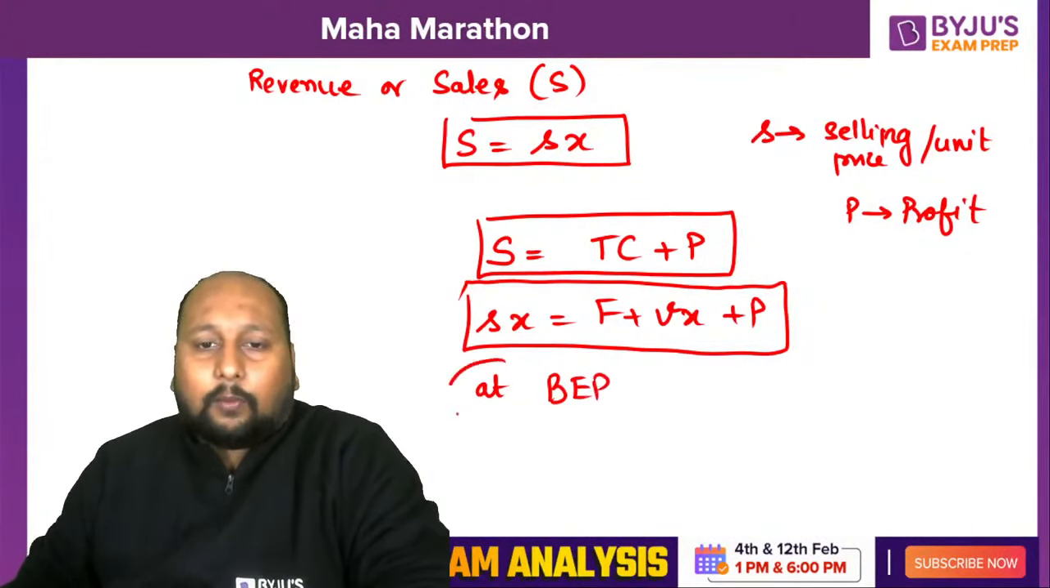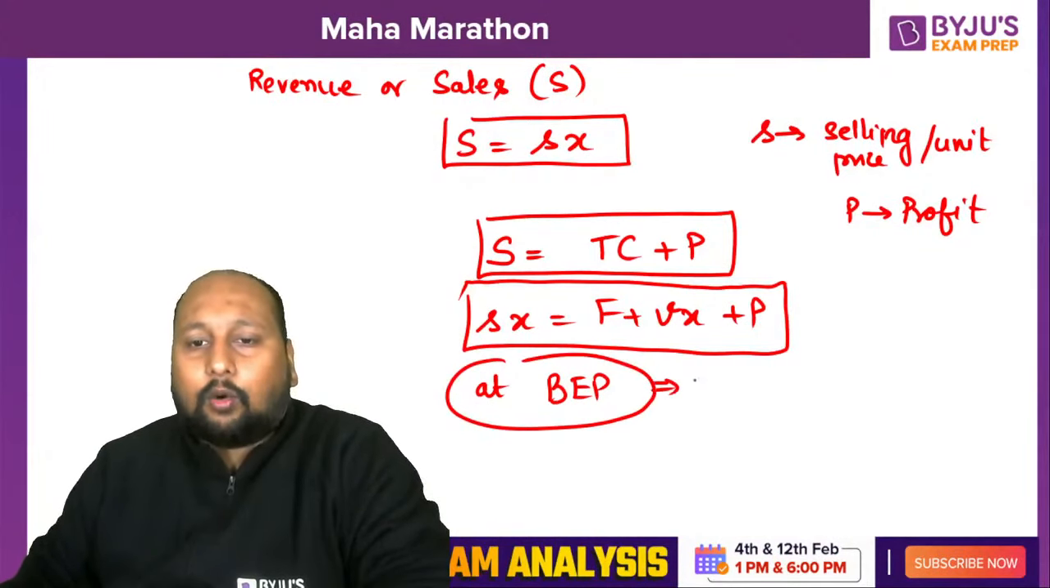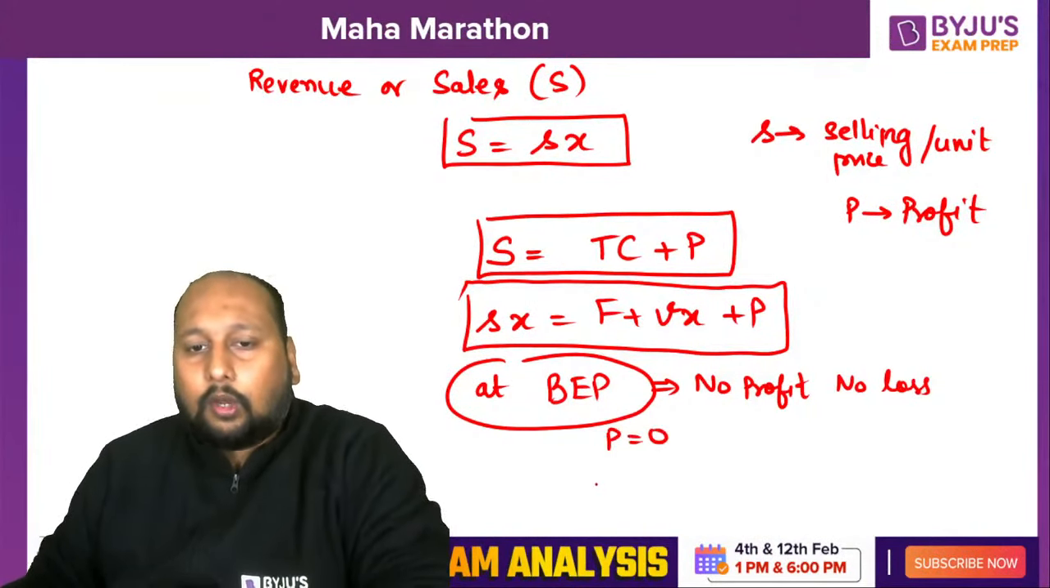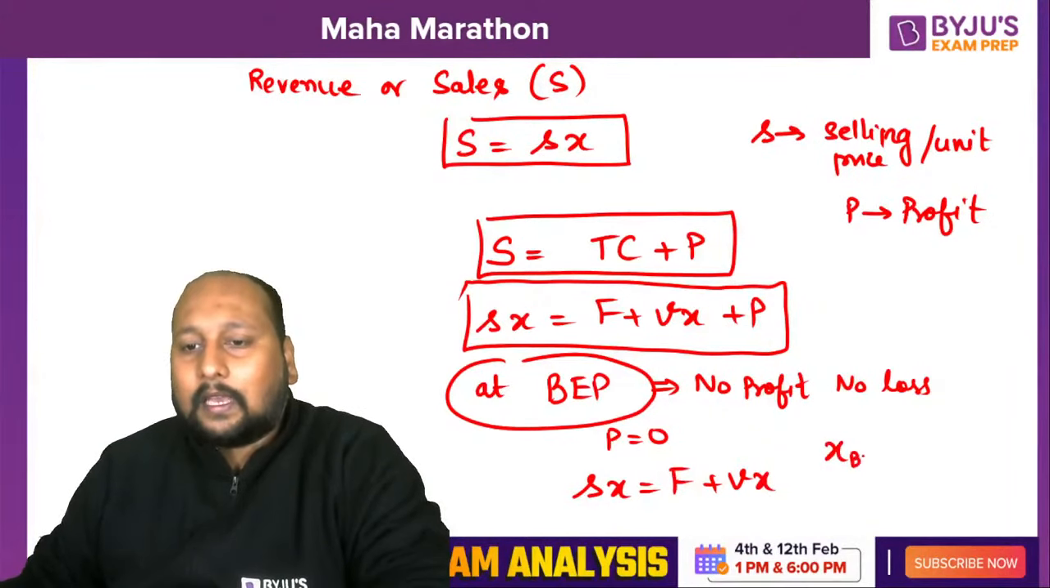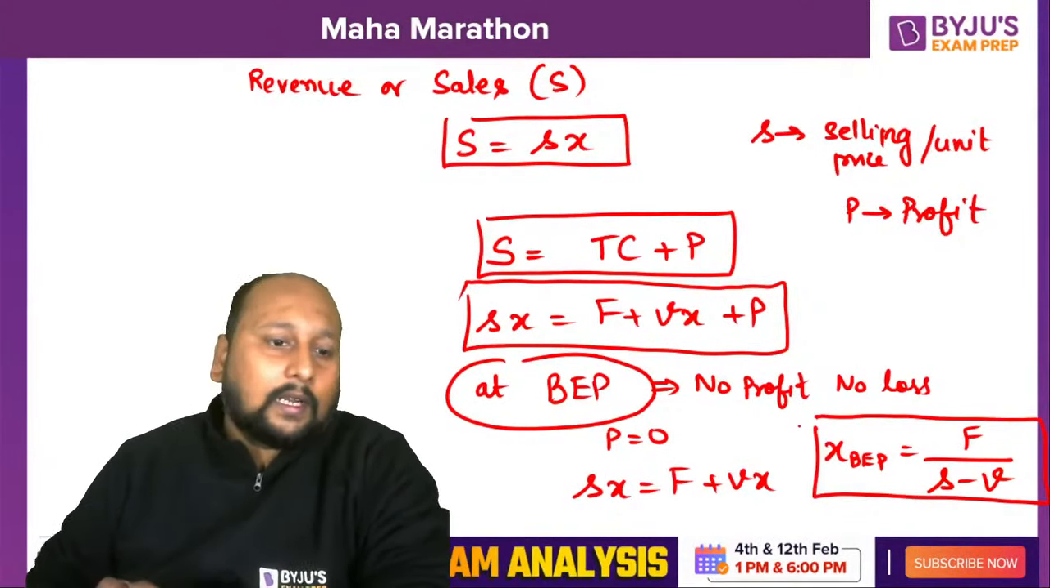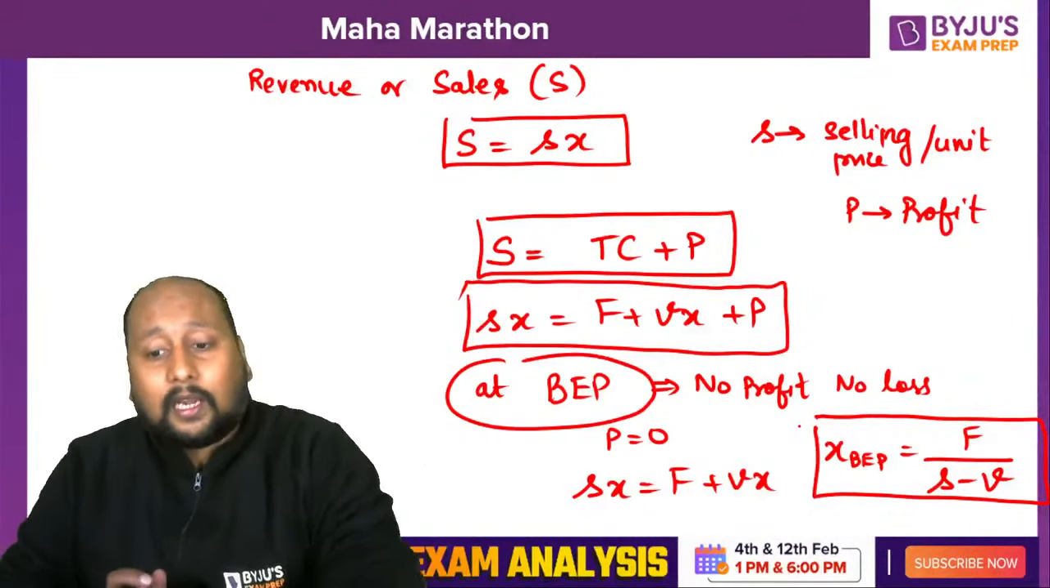What is break even point? Break even point is basically a no profit, no loss condition. That means P will be equal to 0, or you can say Sx is equal to F plus small v into x, or I can say x at break even point will be equal to the ratio of fixed cost upon S minus V. Okay, we can calculate the volume of production at break even.